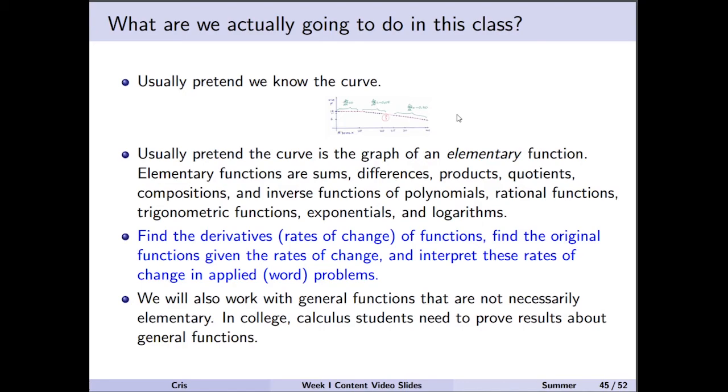So you do these combinations on polynomials, on rational functions. A rational function is a quotient of two polynomials. On trig functions, exponentials, and logarithms. So you combine those in any way you want. Those are the elementary functions. And we're usually going to pretend that whatever function we're dealing with in whatever problem can be given by an elementary function.